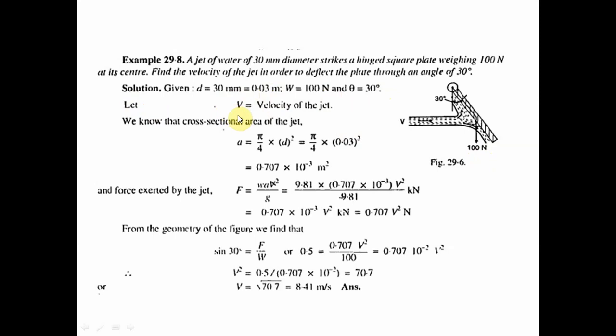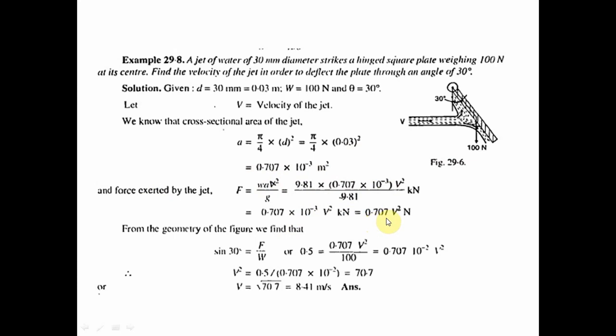So let V be the velocity of the jet. We also know that cross section of jet A is equal to pi by 4 into d square, that is equal to pi by 4 into 0.03 square. So that is equal to 0.707 into 10 raised to minus 3 square meters. And force exerted by the jet Fx is equal to W into A into V square upon G, that is equal to 9.81 into 0.707 into 10 raised to minus 3 into V square upon 9.81. So that comes to about 0.707 into 10 raised to minus 3 V square, that is equal to 0.707 V square Newton.